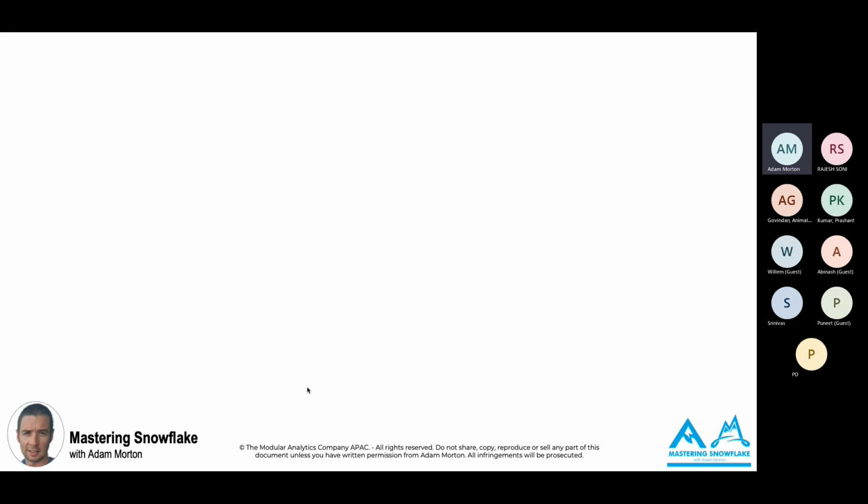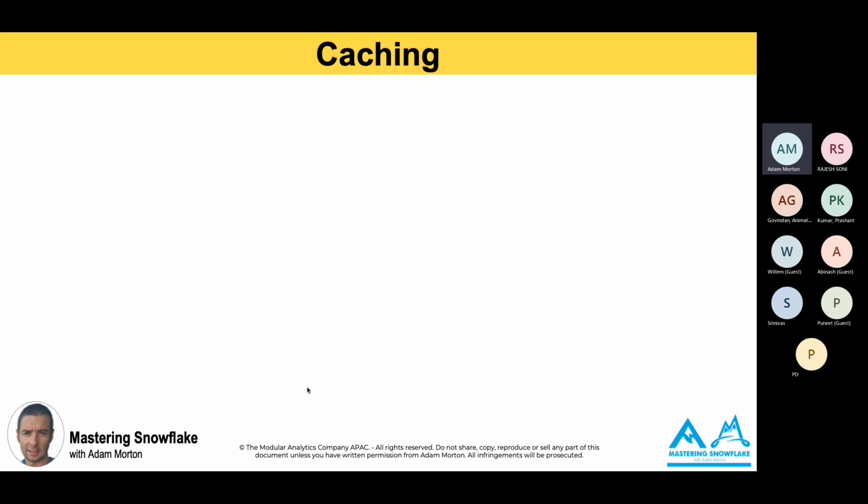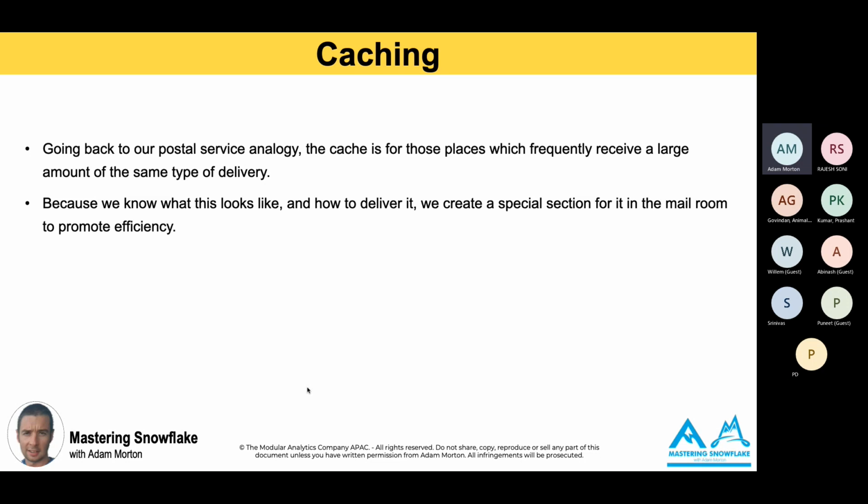So caching then, so we just touched upon it there, and let's go into the two types of cache within Snowflake. One is the result cache that we just mentioned before. The other is the local disk cache. So going back to our postal service analogy, the cache is for those places that frequently receive a large amount of the same type of delivery. We've seen it before. We know what it looks like. We know how to deliver it.